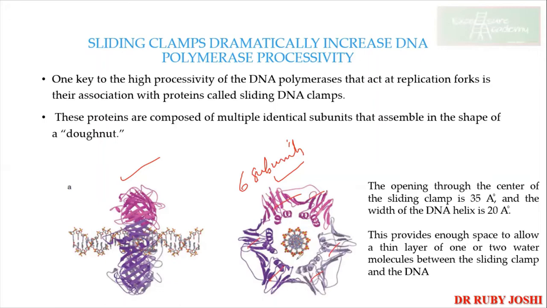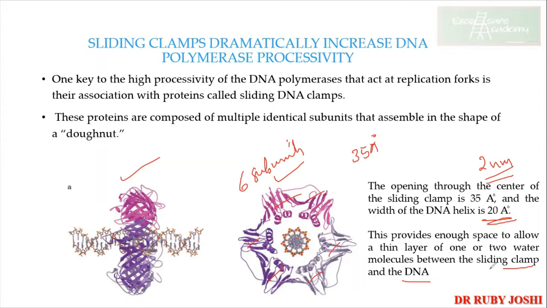And at this end, you have got the DNA. The gap around it is around 35 angstroms, and the total diameter of the DNA is around 20 angstrom, or 2 nanometer. Don't get confused by the numbers: in a few reference books it is given as 2 nanometer, or you can also say 20 angstrom. So there is inner space for a thin layer of one or two water molecules between the sliding clamp and the DNA. Again, the water molecules are present.